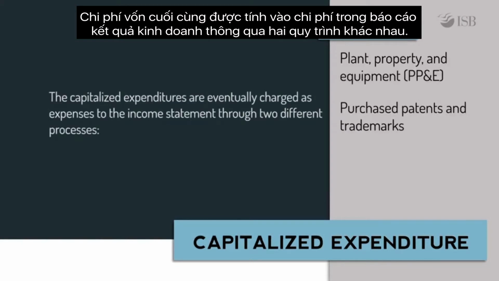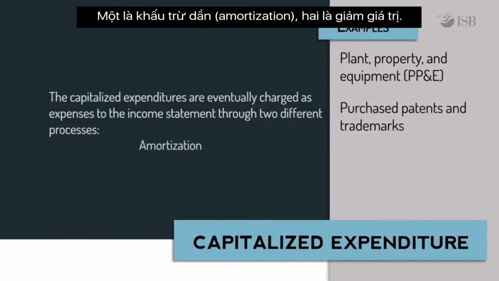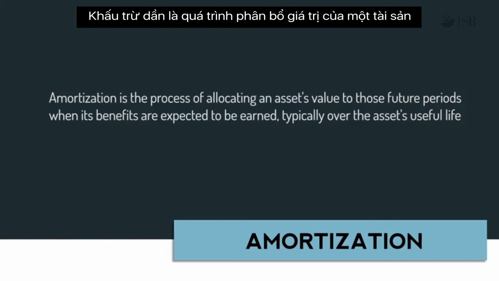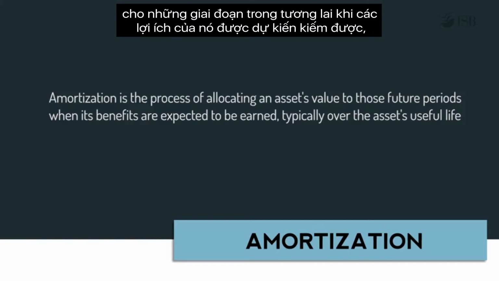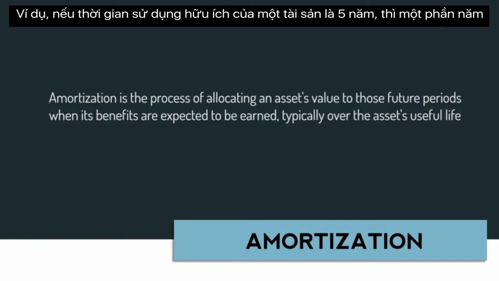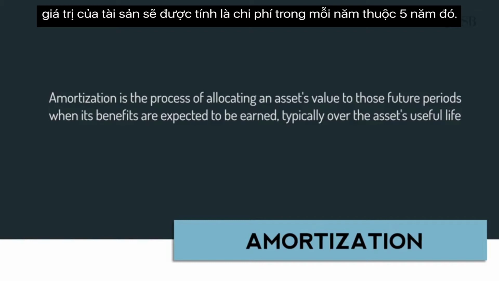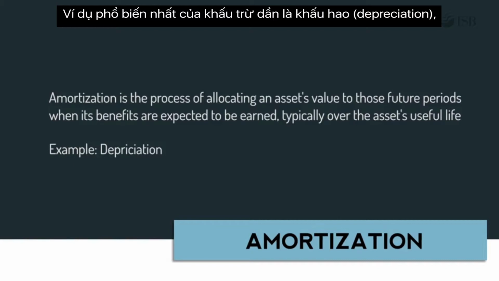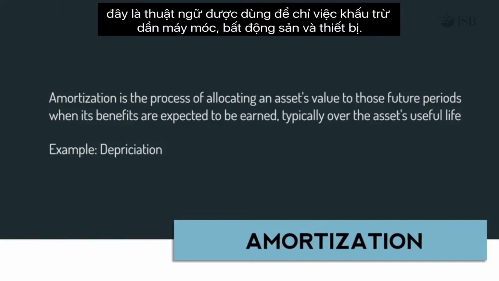The capitalized expenditures are eventually charged as expenses to the income statement through two different processes. One is amortization, two is impairment. Amortization is the process of allocating an asset's value to those future periods when its benefits are expected to be earned, typically over the asset's useful life. For example, if an asset's useful life is 5 years, then 1/5 of the asset's value will be charged as an expense during each of those 5 years. The most common example of amortization is depreciation, which is terminology used for amortizing plant, property and equipment.